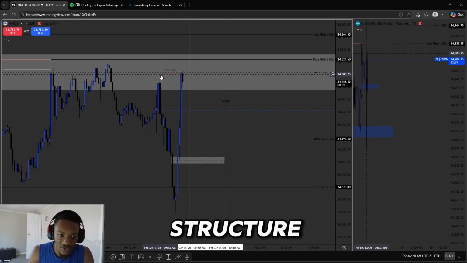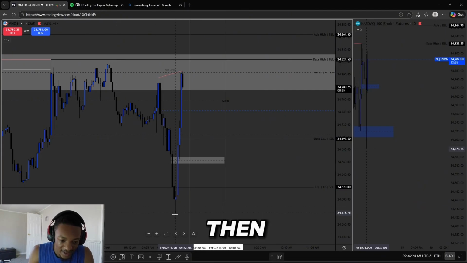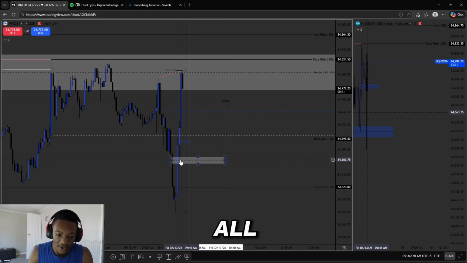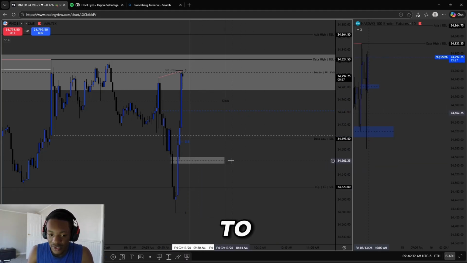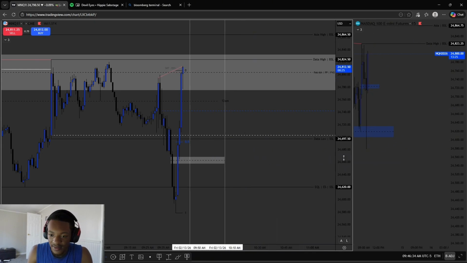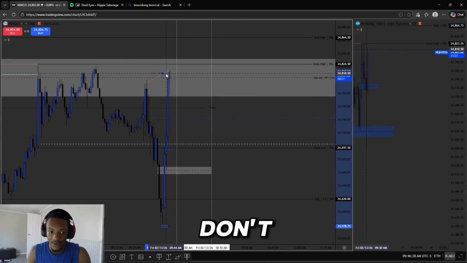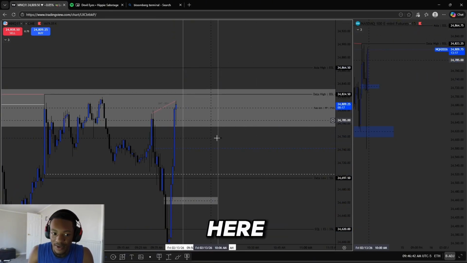Here we got a market structure shift. So let's see if we get a little bit of a retracement. And then second entry for longs would be off the retracement. Oh, that'll be all the way down here though. Let's see what happens when we get down here. If we get down here, I'll switch to the 5 second and look for a long entry. But I don't think so. I don't want to see us retrace. I want to see us just go, so that way we can turn around here and continue lower.